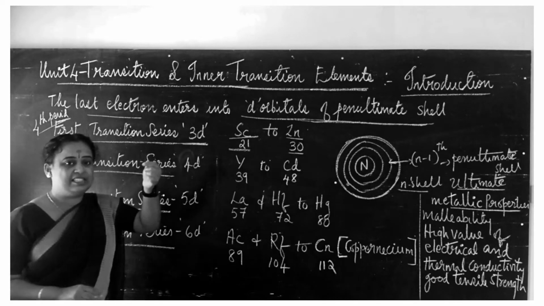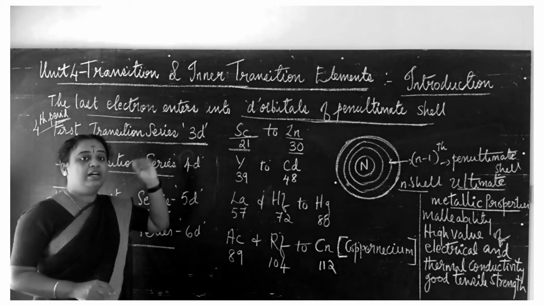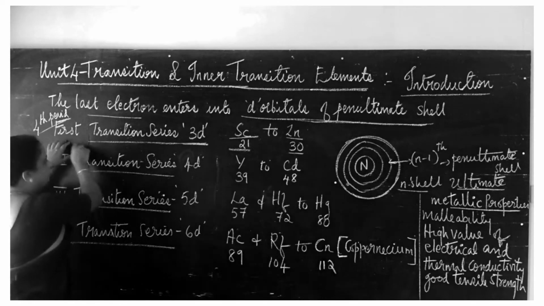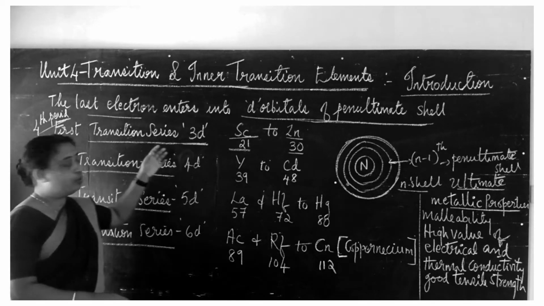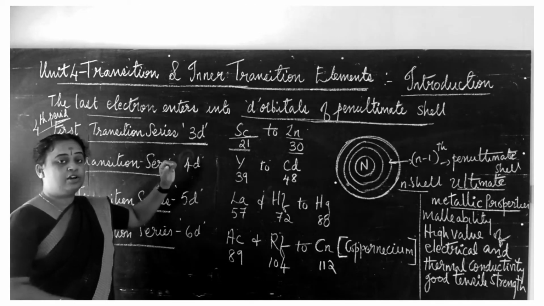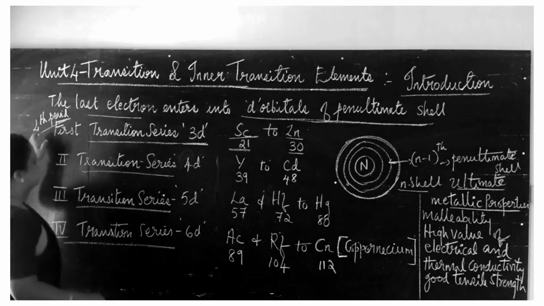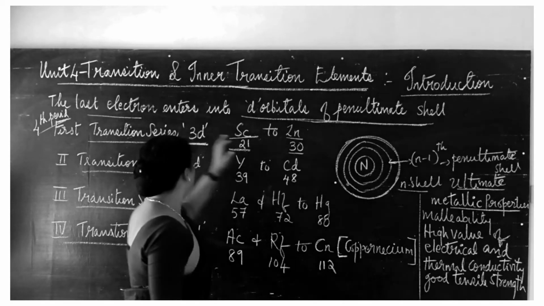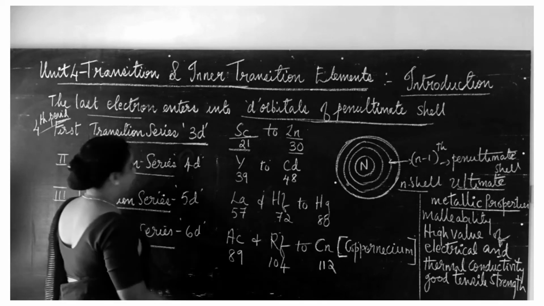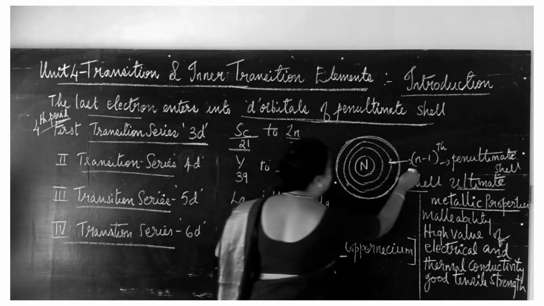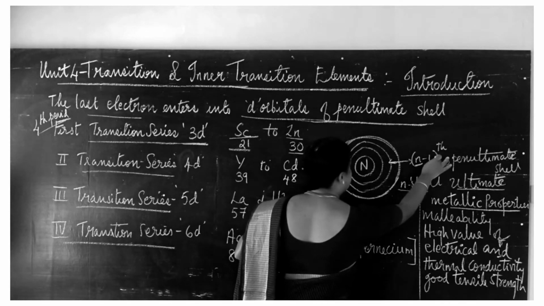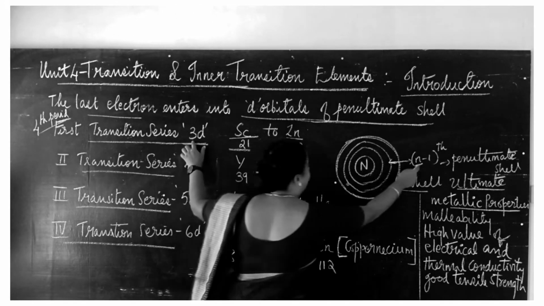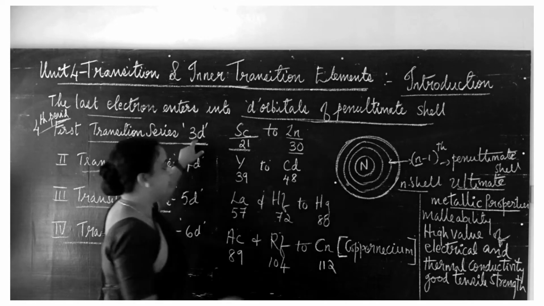So it is a technique to remember the series name. The 4th period is your first transition series, also called the 3d series. Why is it called the 3d series? Because the last electron enters into the d orbital of the penultimate shell. If n, the principal quantum number, is equal to 4, then n minus 1 is 3, that is your 3d.